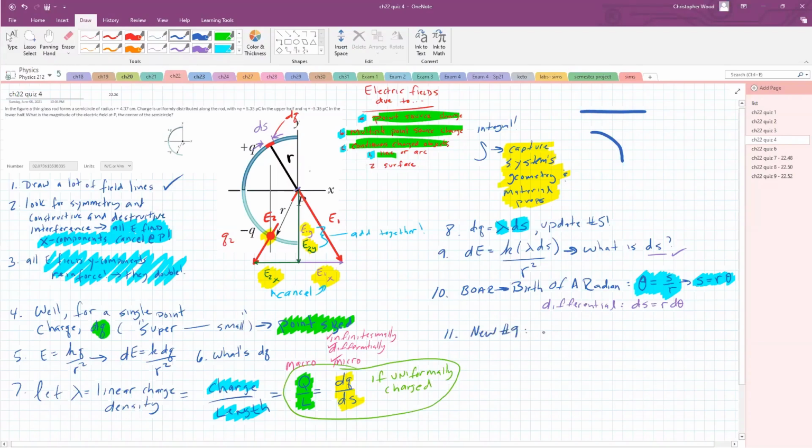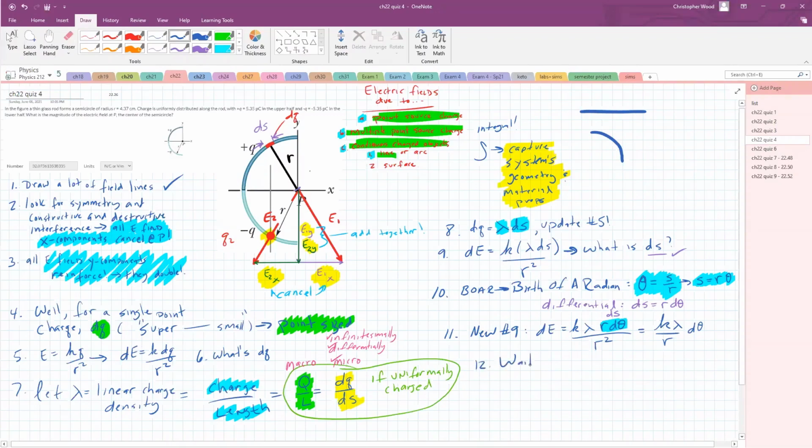My new number 9 says differential electric field is K, that's not changed, lambda, that's not changed. Here's something new, R d theta. R d theta is ds, and that's my numerator. Here's my denominator, over R squared. This is ds, thanks to the birth of a radian and differentializing it. So you can see that the R's cancel, and I have K lambda over R d theta. Okay, so this is real progress.